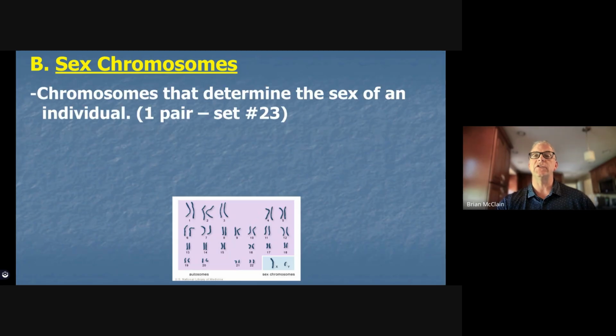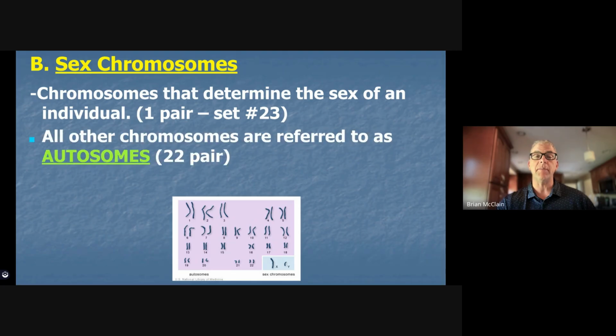Now, when we get into sex cells and sex chromosomes, this picture right here is an example of what's called a karyotype. And a karyotype is a picture of all of an individual's chromosomes. If you take a look at it, this particular person has 22 chromosomes in the pink area, and those are called autosomes. They actually have 22 sets. So that would be 44 total chromosomes. So there's homologous pairs for each of these.